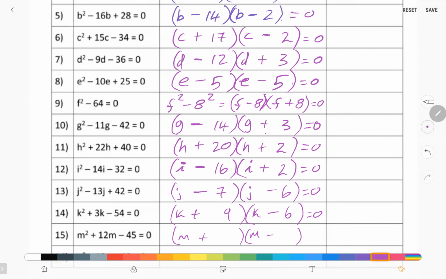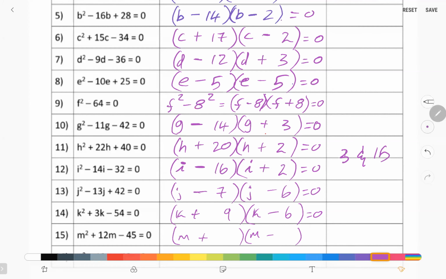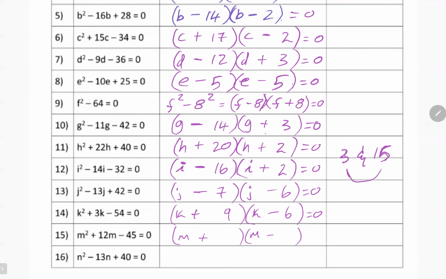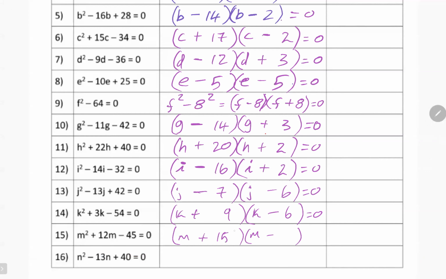Nobody can tell me what those are? It's 3 and 15. Factors of 45 where the difference is 12. See that? The difference between this and this is 12. So put 15 in front there, plus the larger one, 15 here, 3 here, equals 0.